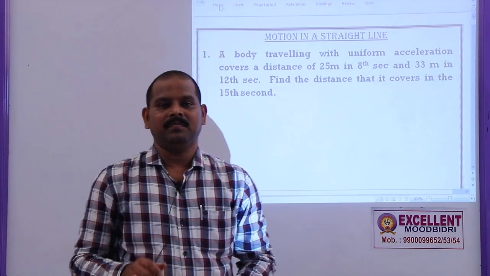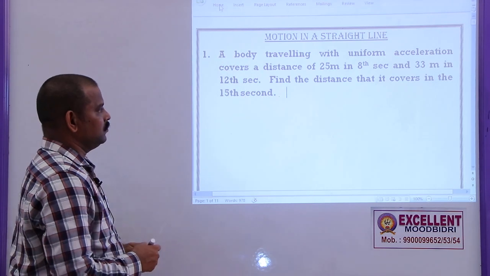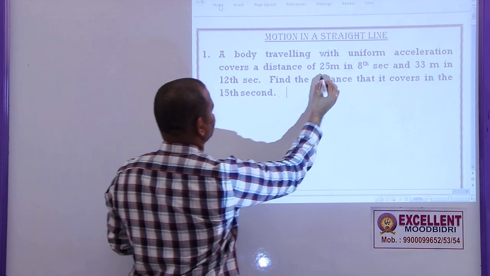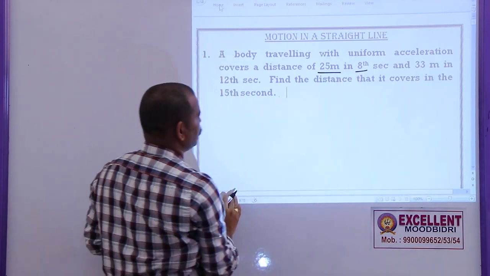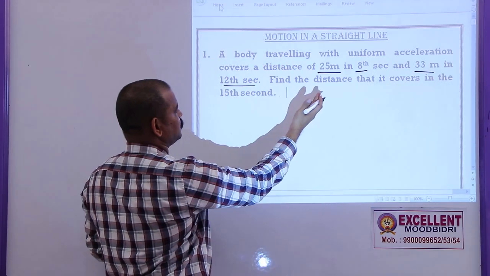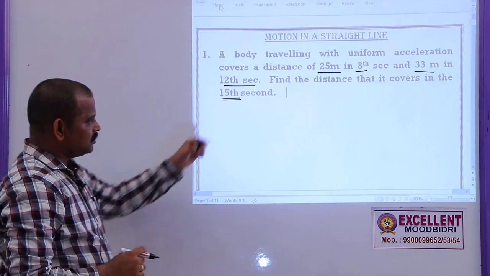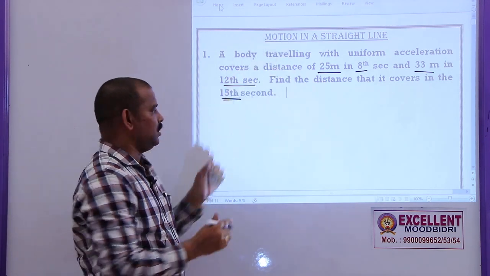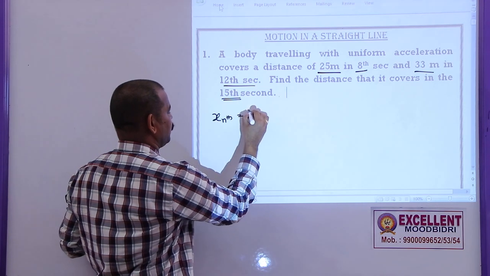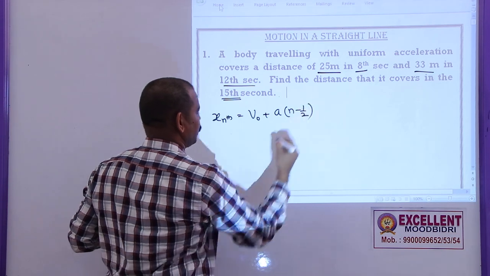We will solve some problems from motion in a straight line. So, the first problem: a body traveling with uniform acceleration covers a distance of 25 meters in the 8th second and 33 meters in the 12th second. Find the distance it covers in the 15th second. This is the displacement in the nth second, that is the fourth equation of motion. X nth is given by V naught plus A of n minus half.